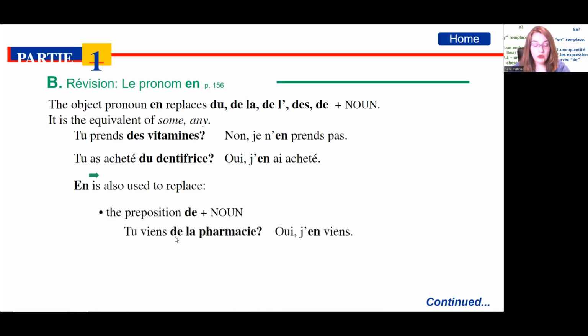Here's an example. Tu viens de la pharmacie? Are you coming from the pharmacy? Oui, j'en viens. Yes, I'm coming from there. Yes, from there I'm coming. Or I, from there, am coming.